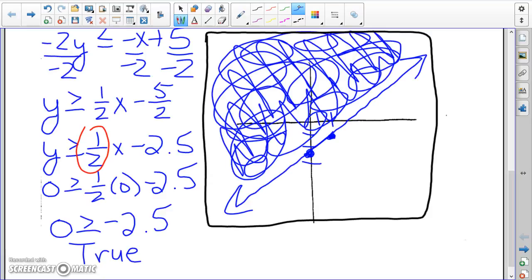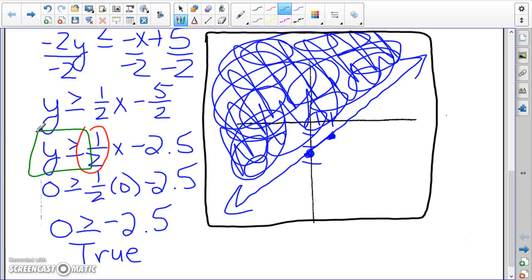Another way you can think about shading, totally up to you: plugging in the point 0, 0 is pretty easy. Another thing you can do is look at it when you get y by itself. So what we have here is y greater than or equal to. If y is greater than or equal to, you just have to remember to shade above the line. If y is less than or equal to, you would shade below the line. So greater than or greater than or equal to is above, less than or equal to is below. If you don't like that, you can always just plug in the origin. That's a really good method as well.